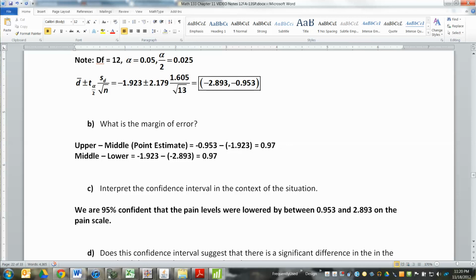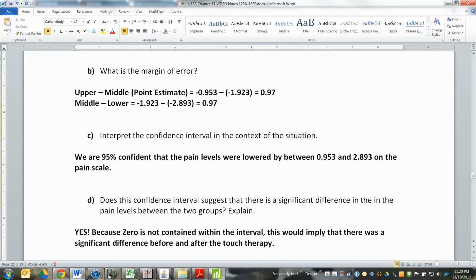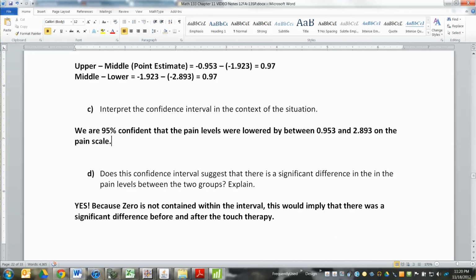It was some kind of numeric pain scale they were talking about. Usually when you go into the doctor's, they say, where's your pain level at, 1 to 10, that kind of thing. All right, so we're 95% confident we lowered the pain levels about that much. Is that significant? Absolutely, it's significant. If you're lowering your patients' pain levels by around 1 to around 3, that's a good thing, right? You want your patients to be in less pain.